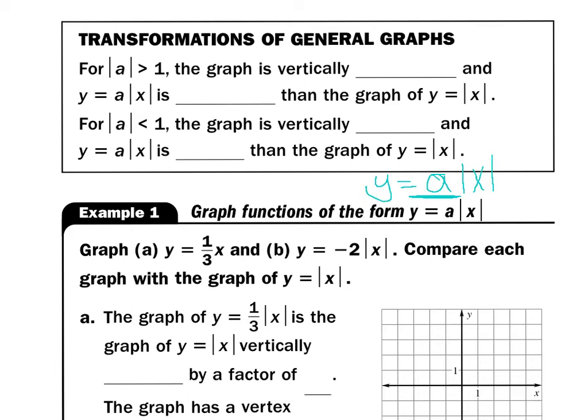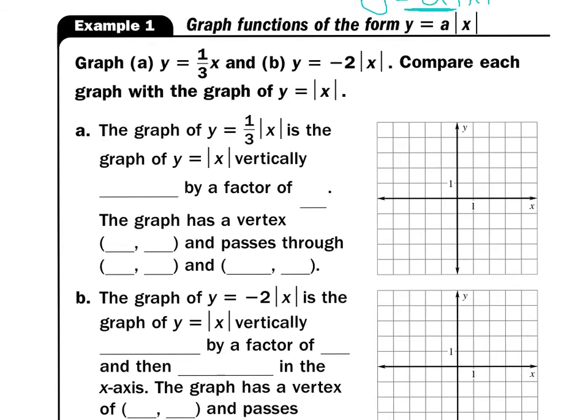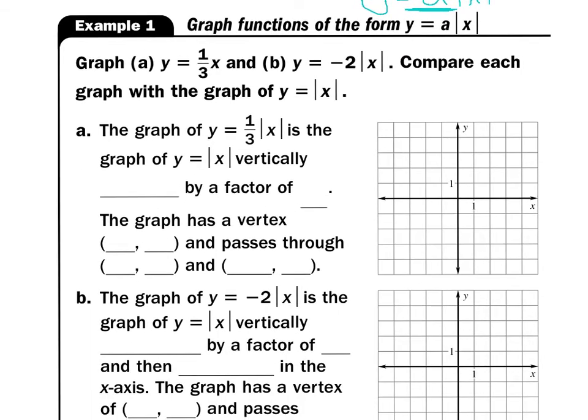Example 1, graph this function. So y equals 1/3 x. And then b, y equals -2 times the absolute value of x. All right. They made a typo error in here. It should be the absolute value here. So let's go ahead and make an XY chart, which they don't do it this way, but this is a nice way to do it.